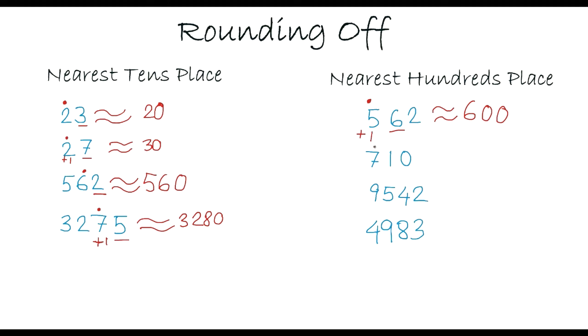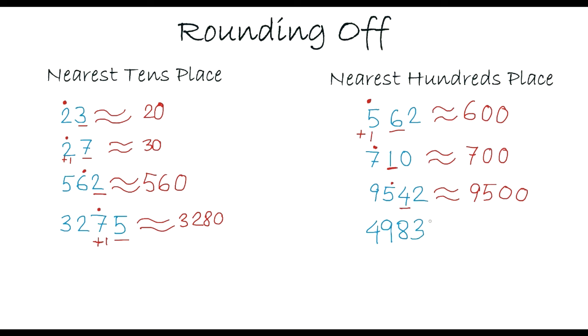Ones, tens, hundreds. This is the hundreds place here, and our concentration is on the digit 1. So 1 is less than 5, so the target digit will not change. 7 will remain 7 and the other digits on the right side will become 0. Next, ones, tens, hundreds, the target digit is 5 and our concentration is on this digit. It is 4. 4 is less than 5, so it will not change. And before the target digit we have 9, we write 9 as it is. Then 5 will remain the same because our concentration here is 4, and the next digits will become 0.